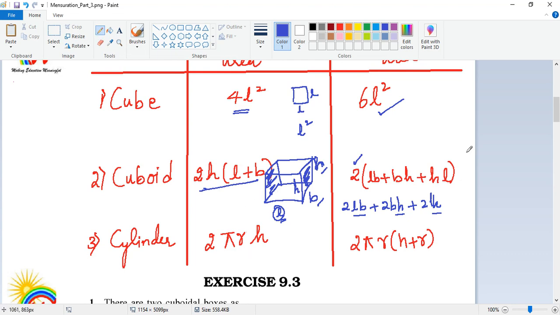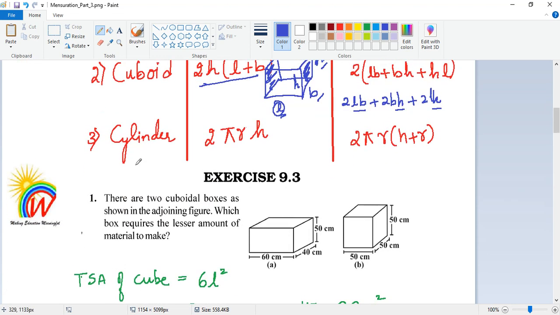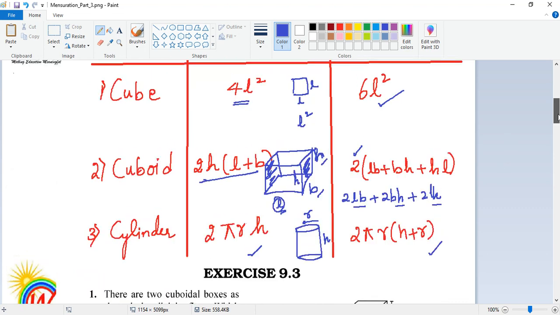Now let's come to the cylinder. So cylinder is something like this. It looks like this, right? Now when you talk about a cylinder, this is the radius and this is the height. So lateral surface area of a cylinder is 2 pi r h, and the total surface area of a cylinder is 2 pi r h plus r. So you can just memorize this. In 9th, 10th and all, we will explain how these formulas are derived. Right now you can just quickly memorize these 6 formulas.